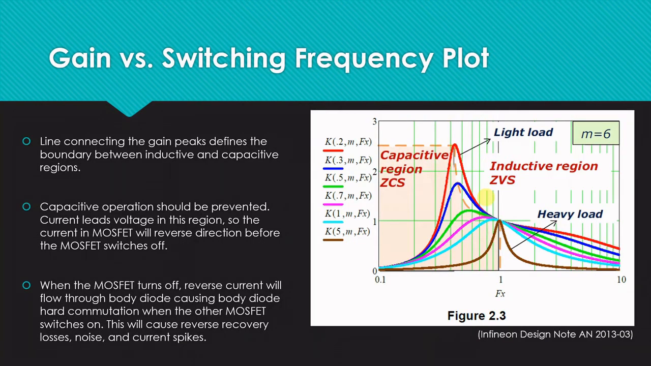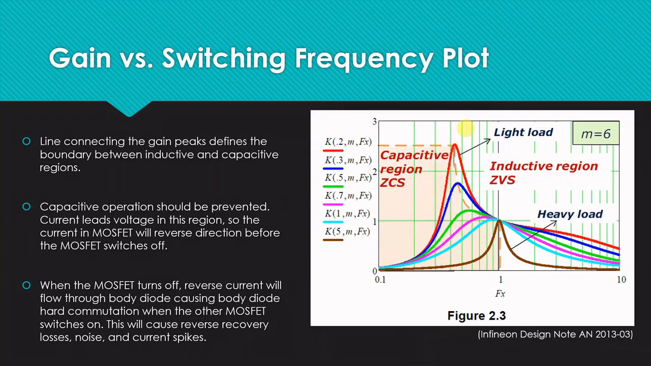You control the gain of the converter by moving the switching frequency above or below the resonant frequency. If you want to decrease the voltage, you increase the switching frequency. If you want to increase the voltage, you decrease the switching frequency, moving up this curve. The line connecting these peaks defines the capacitive region, and you want to stay out of that, so you'll always be working on this side. The problem is that in the capacitive region, the current leads the voltage, so the current in the MOSFET will switch direction before the MOSFET can switch off, and that leads to conduction of the body diodes.